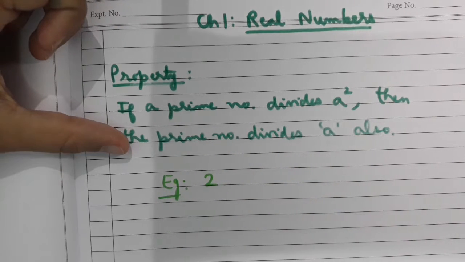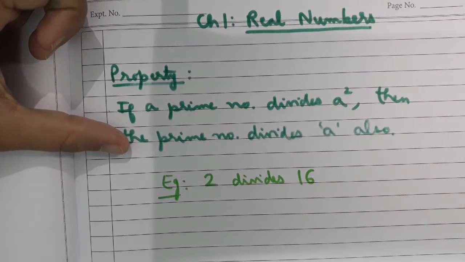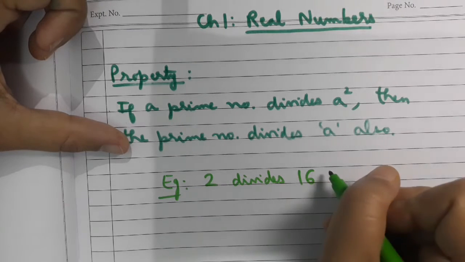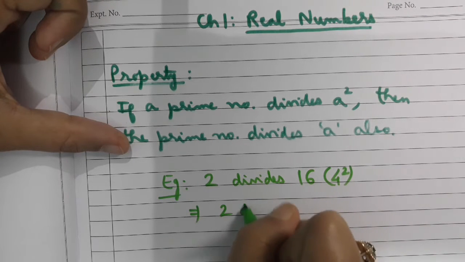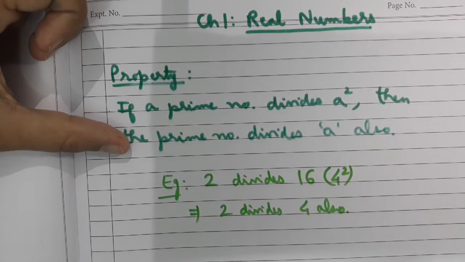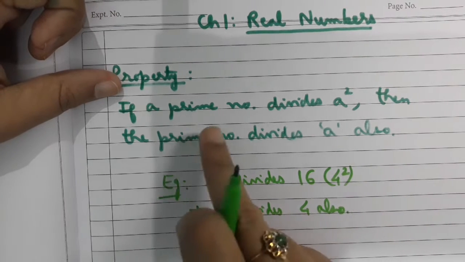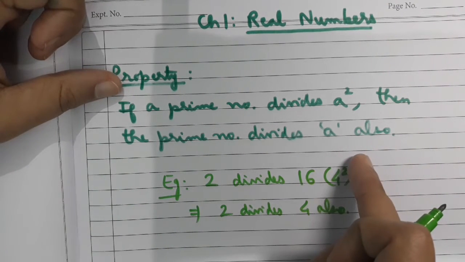We know that 2 is a prime number. And we know that 2 divides 16, or we can say that 16 is divisible by 2. Now 16 can be written as 4 square. So according to the property, if 2 divides 4 square, then 2 divides 4 also. Or we can say that 4 is also divisible by 2. Yes, we know that 4 is divisible by 2. So according to this property, if a prime number divides a square, then that prime number divides a also.